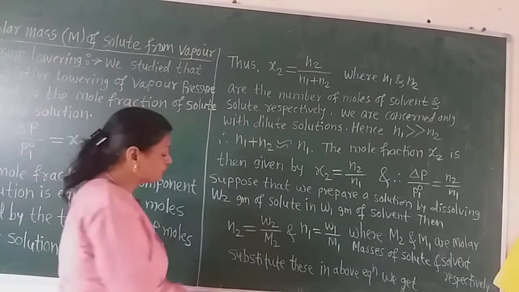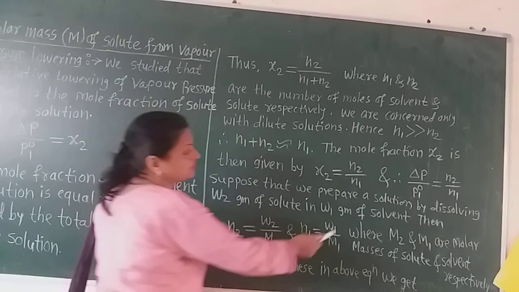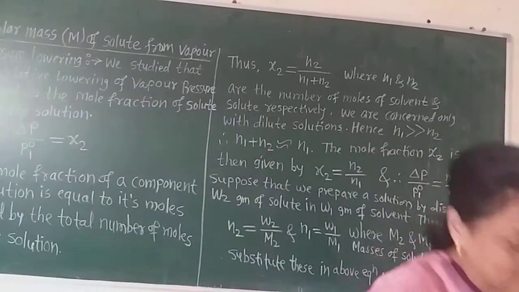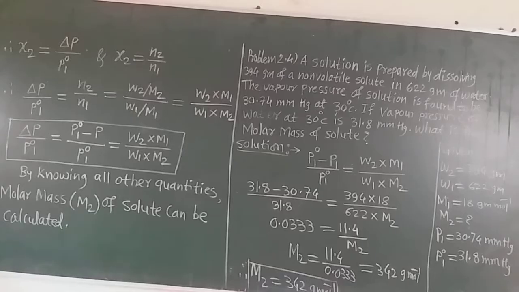Then on substitution of these values of N2 and N1 in the above equation, what do we obtain? Let us learn. Now we can substitute the values of N1 and N2 in the equation of the relative lowering of vapor pressure, and see how we obtain the equation to calculate the molar mass of the solute. Now pay attention students on the blackboard.